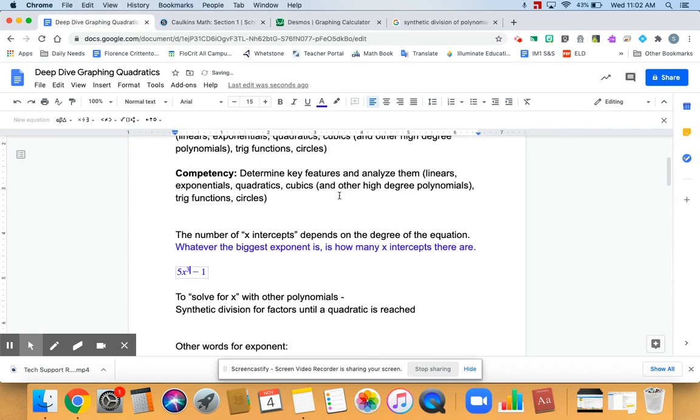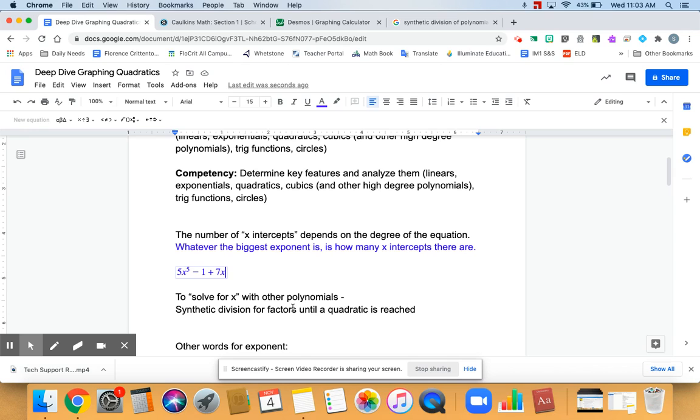Meaning if it's a 3, there's 3 x-intercepts. And if it's a 4, then there's 4 x-intercepts. And if it's a 5, there's 5 x-intercepts. And it's whatever the biggest one is. So if it was like this, and then it had plus 7x, right now, there's still 5 x-intercepts because the biggest exponent is a 5.